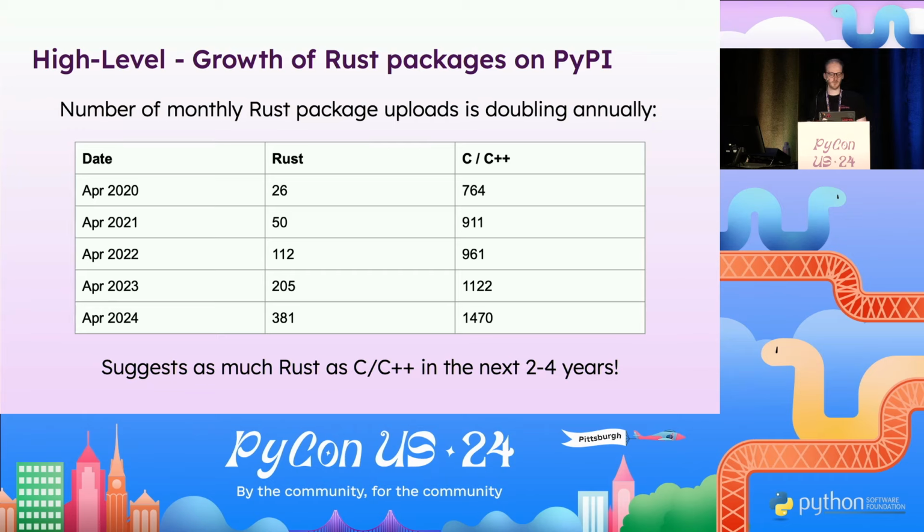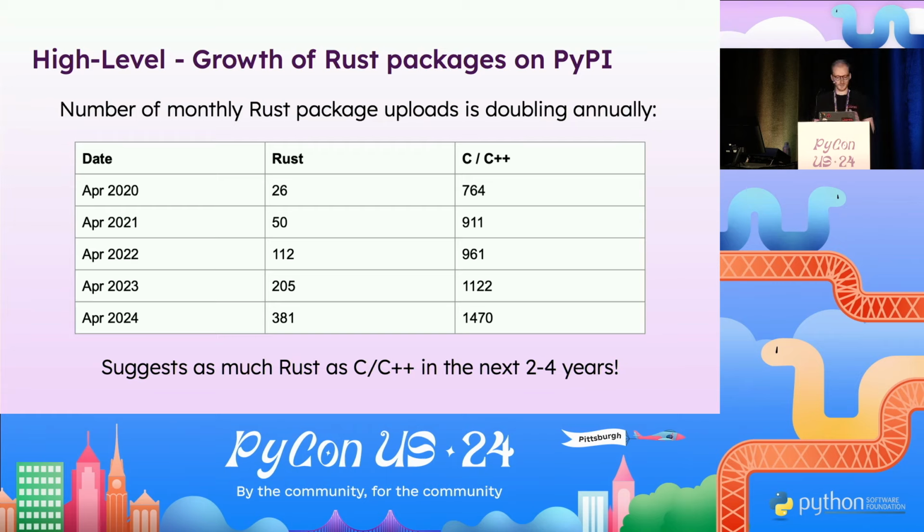The C and C++ numbers, no surprise, are growing over that time too, because the whole Python ecosystem is growing. It's doubled over that same time frame. If, and this is a big if, those trends continue the way they are, then there will be as much Rust as C and C++ in the Python ecosystem somewhere in the next 2 to 4 years. That I find truly amazing, and I'm really pleased by it.